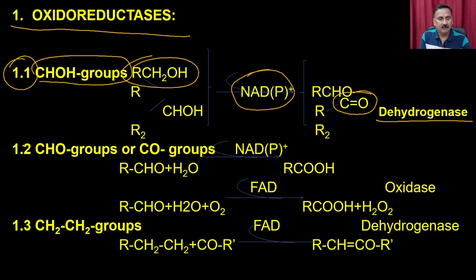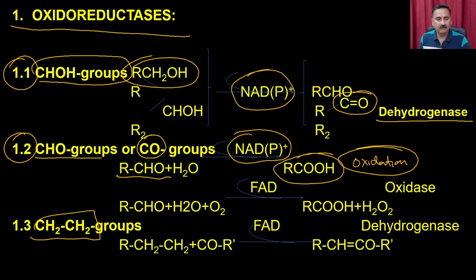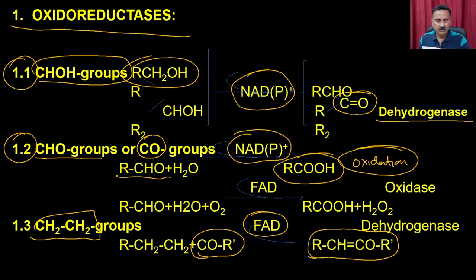Then we have 1.2, the enzymes which act on the aldehydes or the carbonyl groups, and they convert the aldehyde into the acid. And that's how it is an oxidation reaction, right? Because you are converting the aldehyde into the acid, and it uses NAD plus as a cofactor. Then we have the enzymes which work on the alkenes. In this case, you can have CH2 and another group, and it uses FAD as the molecule, and that's how it brings the double bond into this.